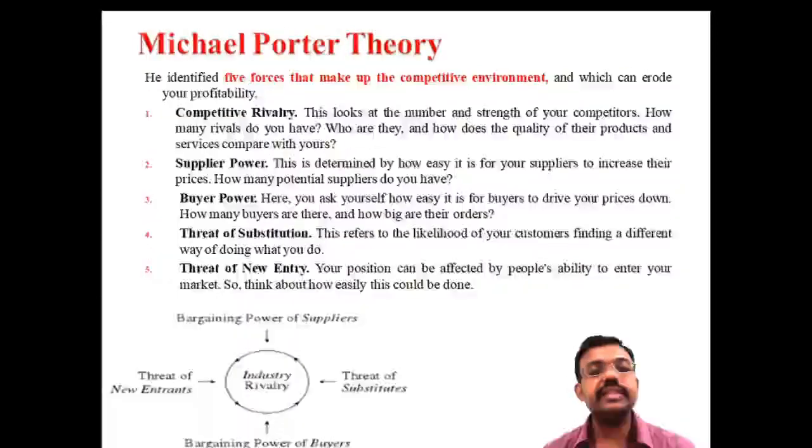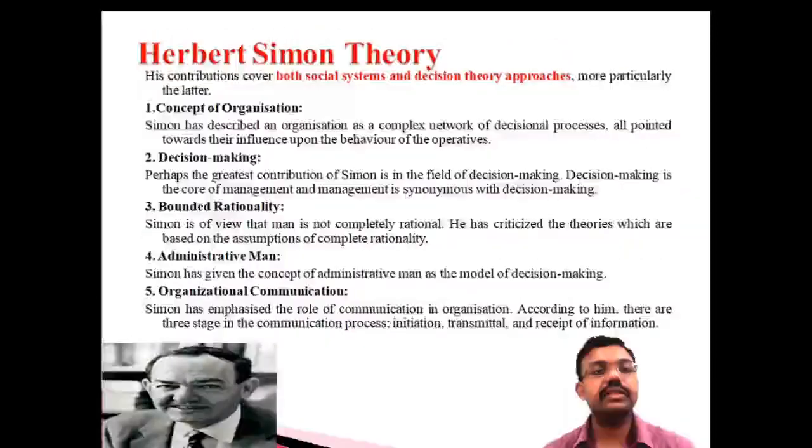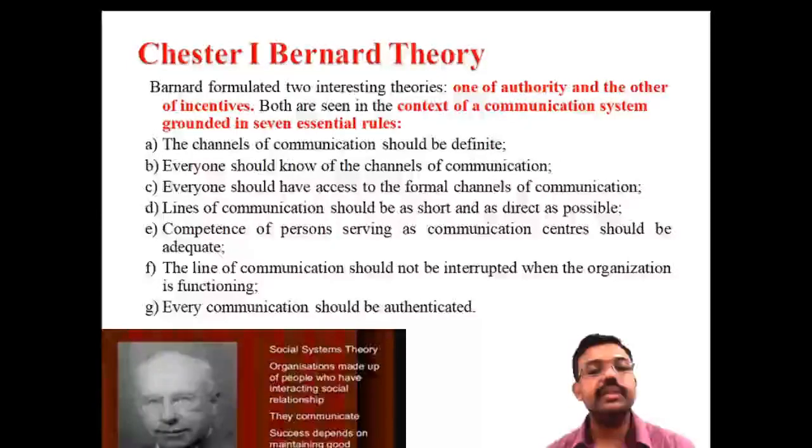First we discussed the theories of Chester Barnard. The first important person is Chester Barnard. Barnard is one of the important contributors in the field of management, and his theory focuses on incentives and authority, and he made 7 important rules regarding communication. The channel of communication should be known, and everyone should be familiar with it. These are the 7 important rules regarding communication.